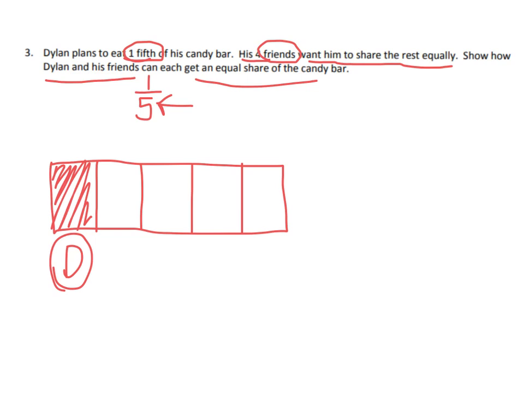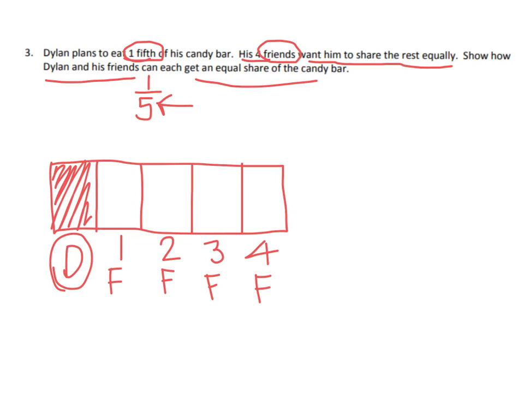It next says that his 4 friends want him to share the rest equally. Well, if Dylan gets the 1 piece, we know that there are 1, 2, 3, 4 friends. And lucky for us, there are 4 pieces of the candy bar left over. So, how much will Dylan and his friends get of the candy bar? So they're going to each get 1/5 of the candy bar.